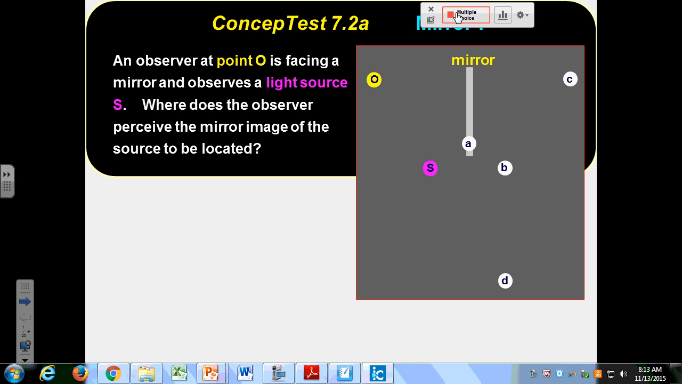All right, so an observer at point O observes a light source S. Where does he perceive the mirror image of the source to be located? Where is the image of S, as observed by this person here? See it at A, see it at B, see it at C, or see it at D? The image of the light source S. Stop at 45, 5 more seconds.